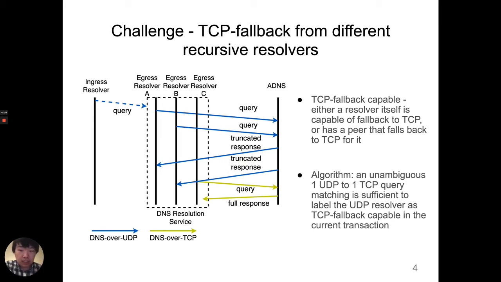And in fact, non-canonical scenarios like this are common and account for about 50% of the resolution patterns we've seen. And we have developed an algorithm that tries to find an unambiguous 1 UDP to 1 TCP query matching and label the fallback capabilities of the resolvers by the outcome of the matchings.